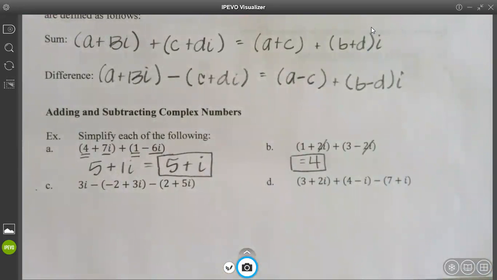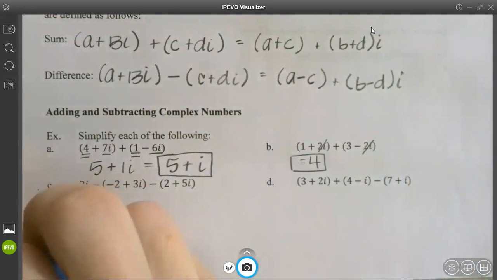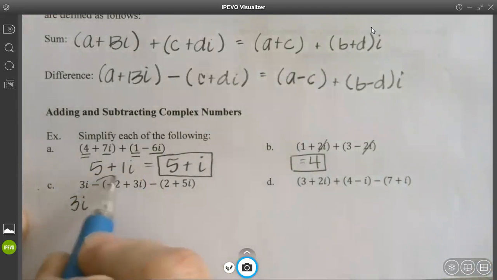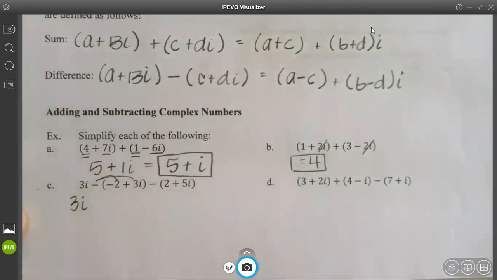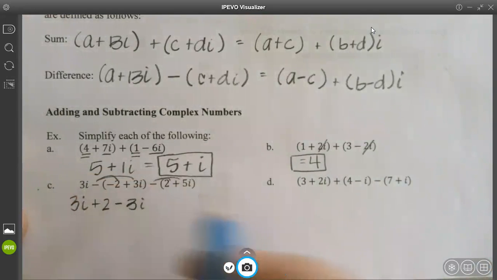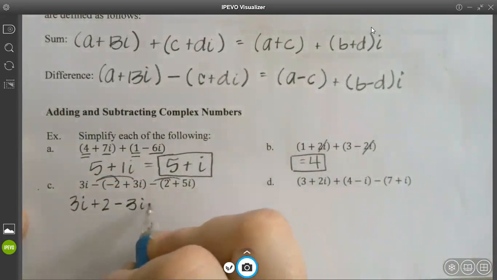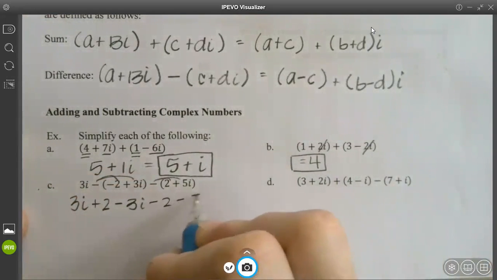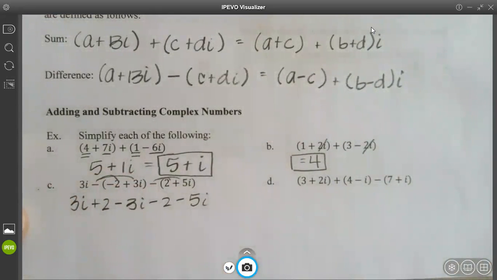So on C and D, the only difference in subtraction, we've talked about this already this year, is if the subtract is outside, make sure you distribute it throughout. So we're just going to rewrite this. 3i is fine. I'm going to distribute my negative. What's that going to change it to? +2 and minus 3i. Distribute this negative. That's going to change it to -2 and minus 5i.